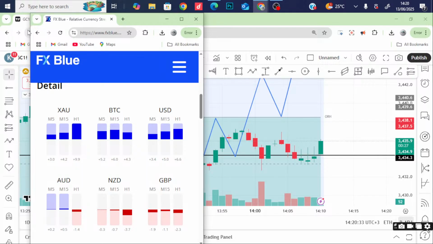There's still a rejection. It's retesting. Let's just be patient. Let's wait.